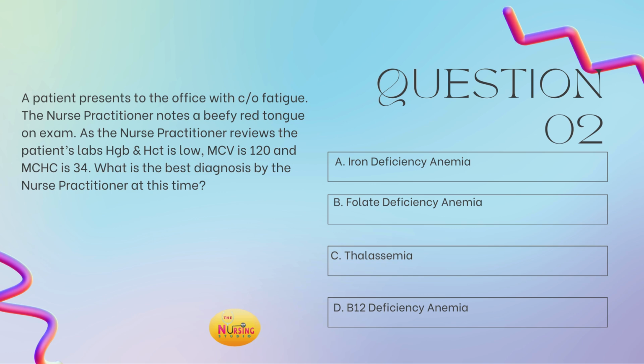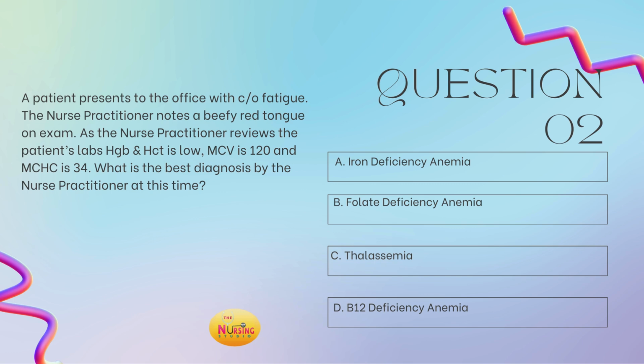Let's confirm it, right? So the nurse practitioner reviews the patient's labs, the hemoglobin, hematocrit low, okay, anemia, and the fatigue. Okay, it's making sense. The storyline is making sense, right? All right, so MCV is 120. All right, let's slow down. Let's think. Wait a minute. You're thinking of the labs in your head.